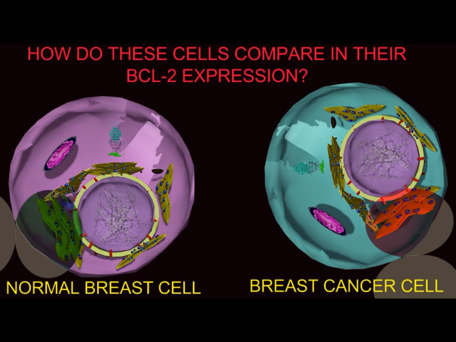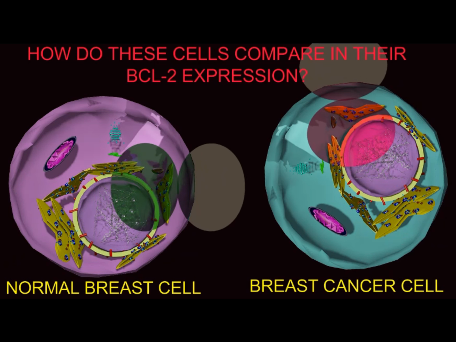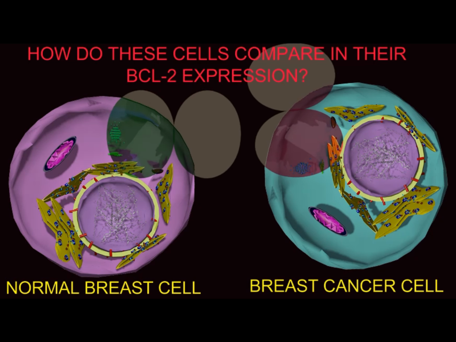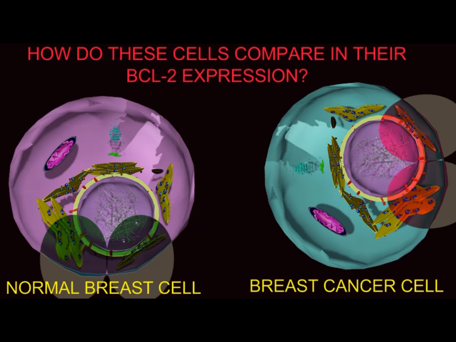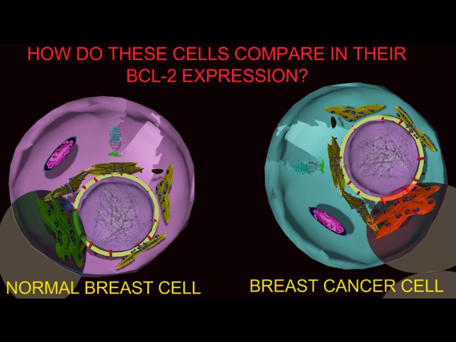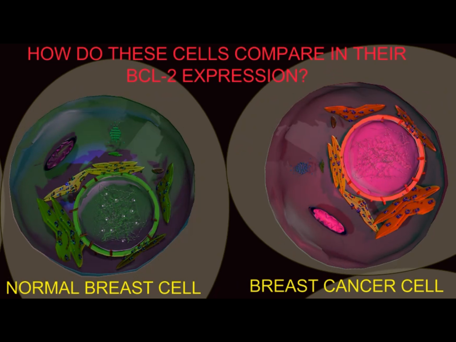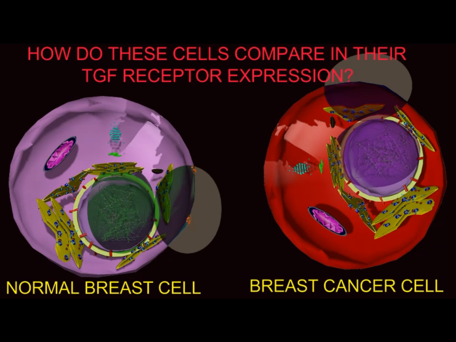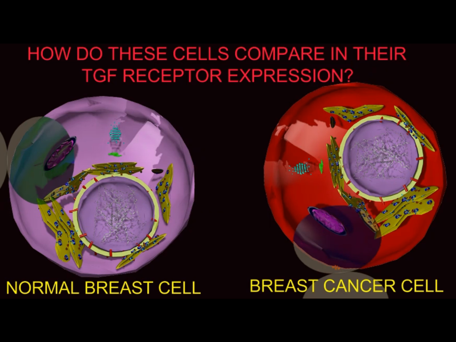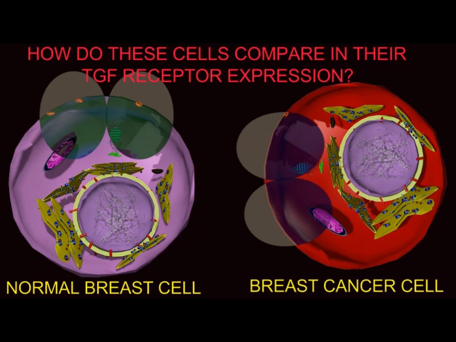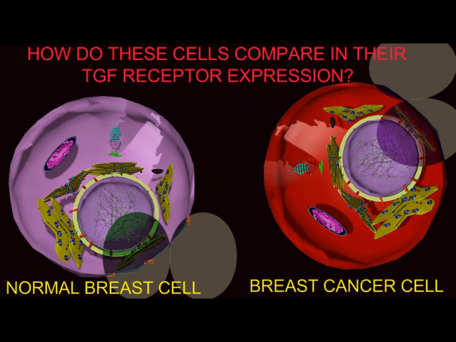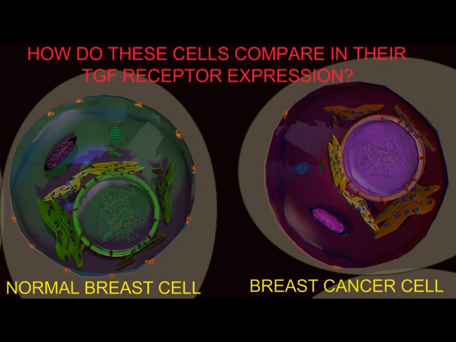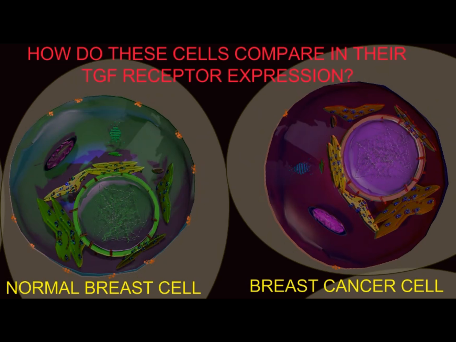In this case, the normal cell is expressing a tumor suppressor, BRCA1 protein, that the cancer cell is not. So it may be that this protein's normal role is to prevent cancer, and that the cancer cell has inactivated it. In the same way, this normal cell is expressing more TGF than the cancer cell. This TGF receptor protein may have a role in limiting cell growth.